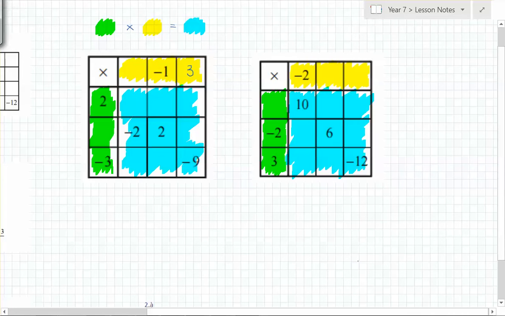So do we talk about this first one? Should we talk it through? Hold on. So we're doing negative numbers, multiplying with negative numbers.